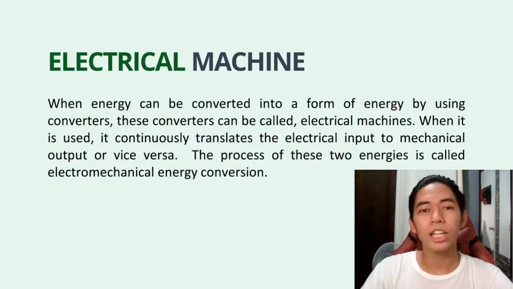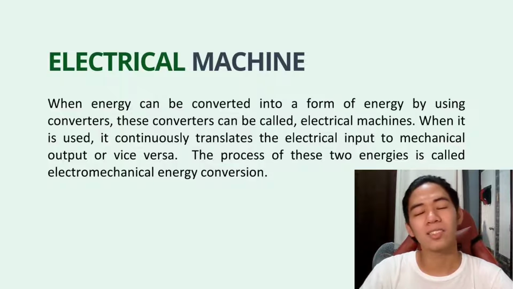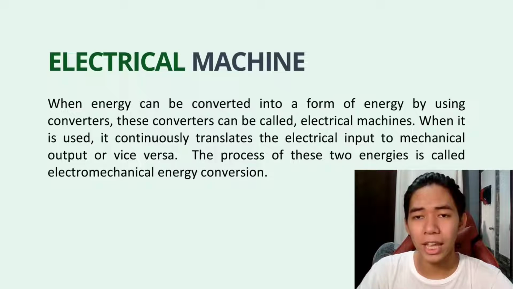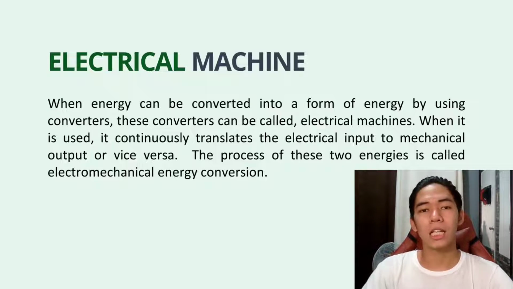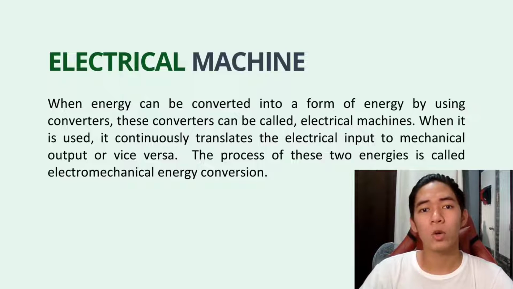Electrical machine. When energy can be converted into another form of energy by using converters, these converters can be called electrical machines. When used, it continuously translates the electrical input to mechanical output or vice versa. The process of these two energies is called electromechanical energy conversion.